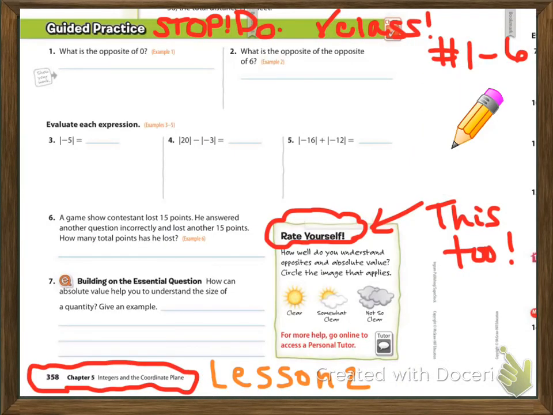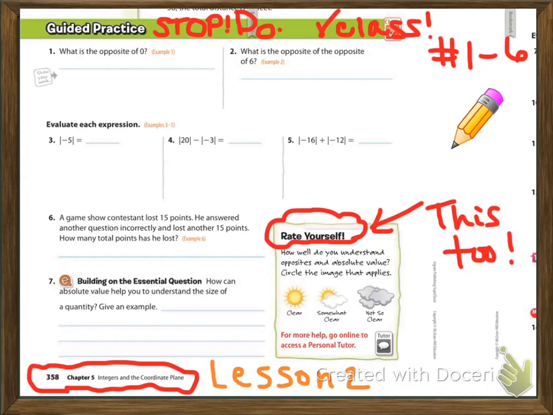Okay, this is where we will stop the video so that you can do the guided practice on your own, and we will check the answers in class. I want you to do numbers 1 through 6. I want you to try them yourself. You can look back at the notes and the examples in the workbook, and then I want you to rate yourself how well you understand. Again, this is the workbook, page 358.